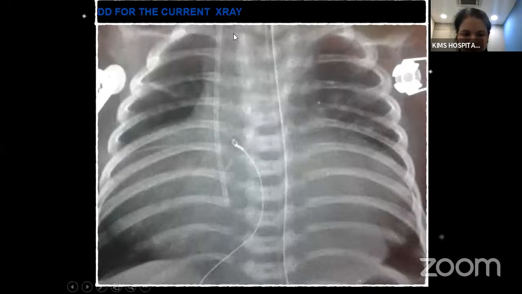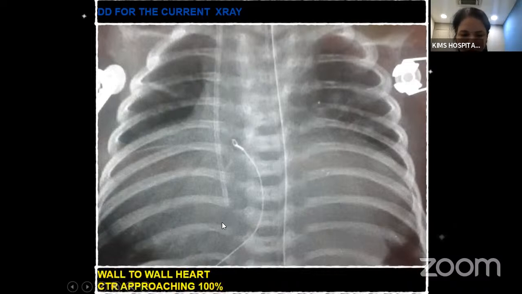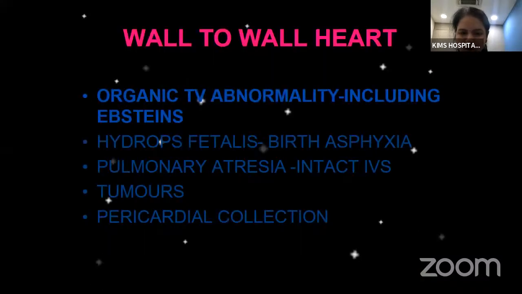So this X-ray shows a newborn with a wall-to-wall kind of heart. We can see that there is huge cardiomegaly, and the cardiac chambers seem to be enlarged and occupying the entire chest wall, extending from the right to the left side, and the CT ratio is approaching 100%. There are only a few conditions that result in wall-to-wall heart.